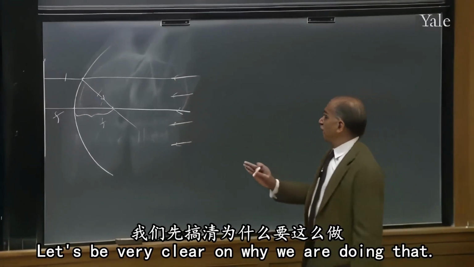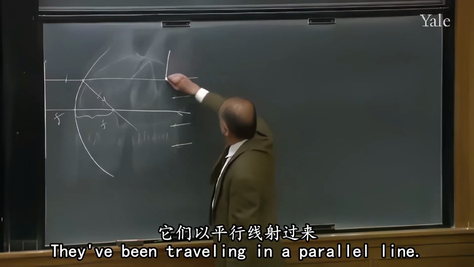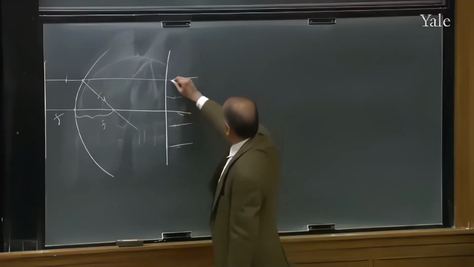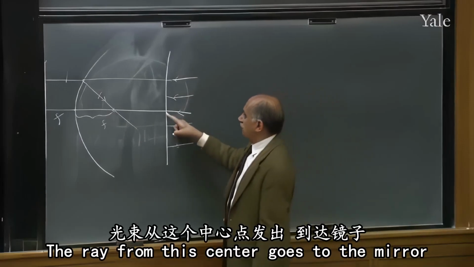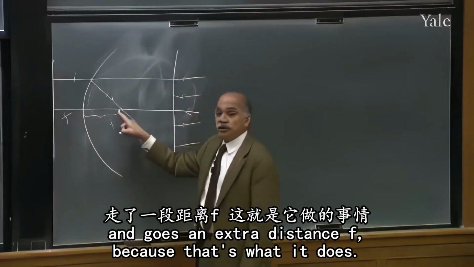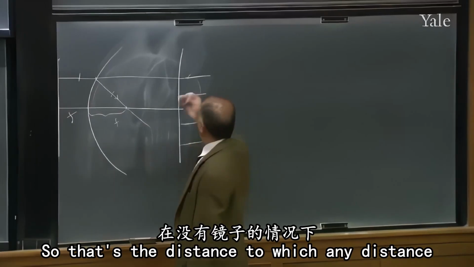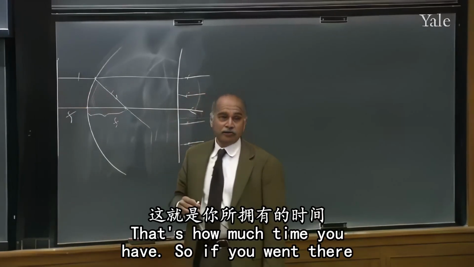Let's be very clear on why we are doing that. See, these guys came from infinity. They have been traveling in a parallel line. Start with some plane here so that everybody is counted from now on and see how much time you take. The ray from the center goes to the mirror and goes an extra distance f because that's what it does. So that's the distance to which any one of these rays would have gone but for the mirror. That's how much time you have.